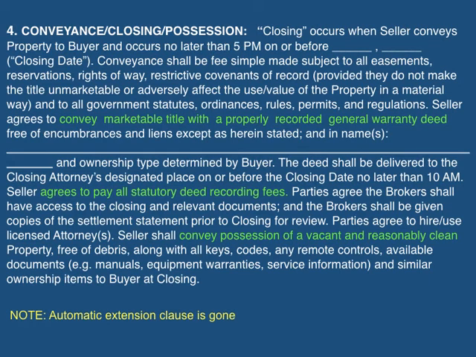Next, we're going to talk about conveyance closing date. Closing occurs when the seller conveys property to buyer and occurs no later than 5 p.m. on or before, You put a date in there, and that becomes your closing date. If your buyer is getting a mortgage, you definitely want to put at least four weeks, probably more like five or six, just to be safe in that spot. Of course, if it's cash, it can be done in a couple of weeks.